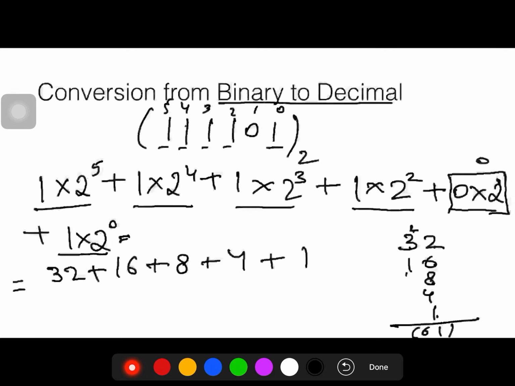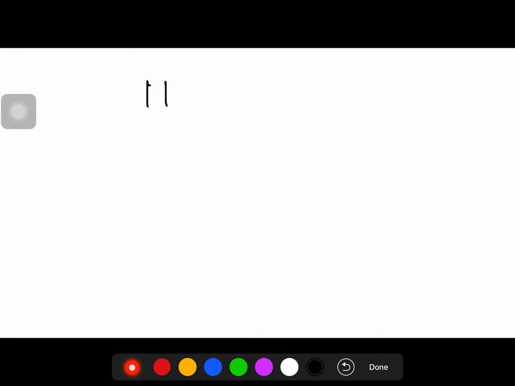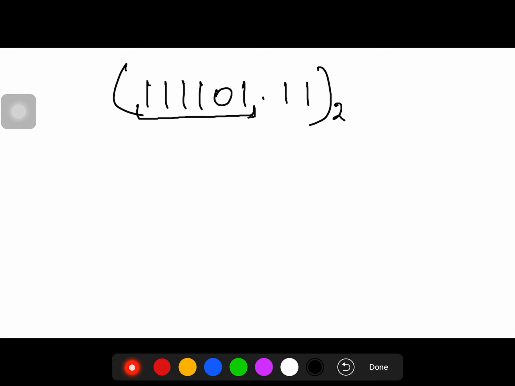Now till now we have computed the decimal number from the given binary number, but we have considered only the integral part in this conversion. Suppose we are given this number, with fractional part, and we have to convert this number into decimal.